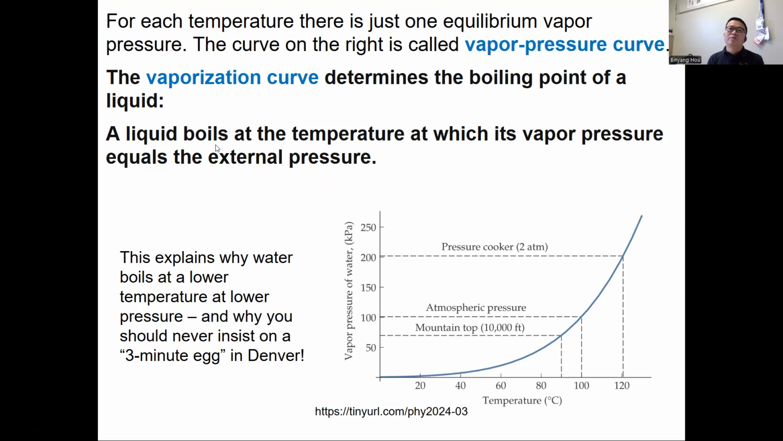So if you have different vapor pressure, then the liquid could be boiling at different temperatures. So for example, if you have different atmospheric pressure at different elevations, then the boiling temperature of water will be different. Okay? So as elevation goes higher and higher, water actually boils at smaller and smaller temperature. Okay. So over here, this is sea level at atmospheric pressure at 100 degrees Celsius. If you are at 10,000 feet above sea level, then it drops to about 90.